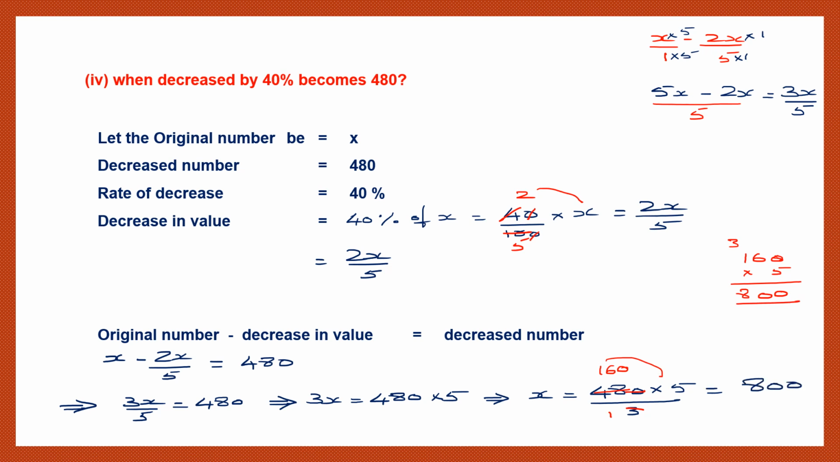And what is 800? 800 is the value of x, which is found out. And what is x? The original number. We said let the original number be x. So here the answer is 800. Okay. So what does this mean? 800, when you decrease it by 40%, becomes 480. So we have found that number that we've been asked to find.